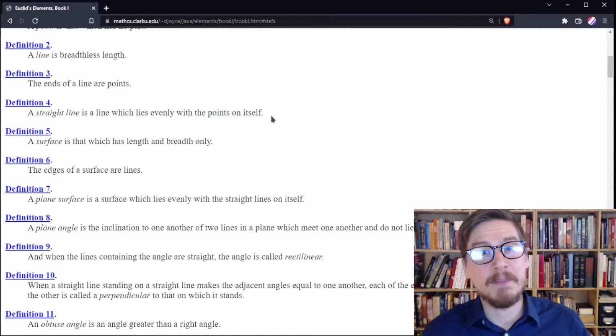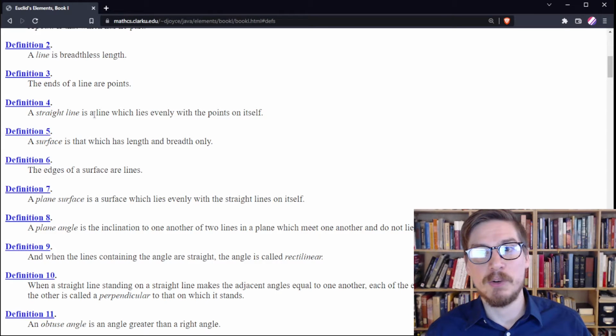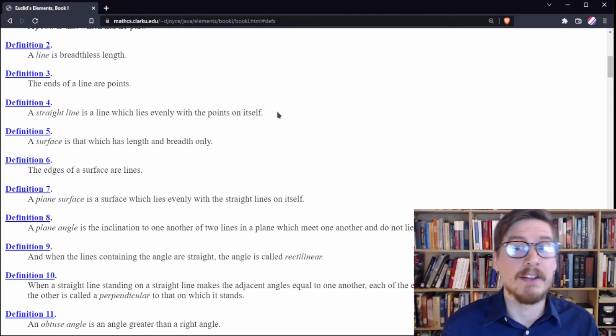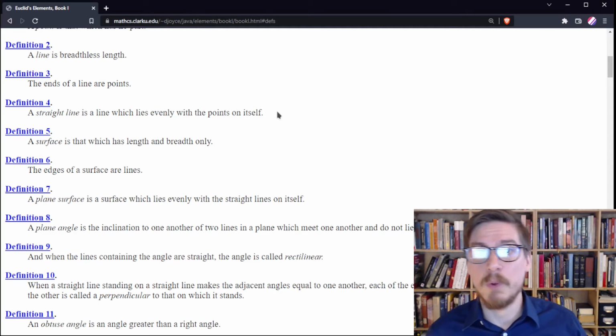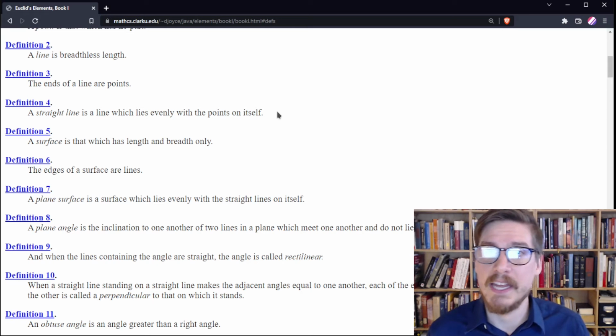But even that can be something you can discuss with your class, right? Say, well, gee, this is a really weird way of defining a straight line. How else might you define a straight line? Why do you think maybe he does it this way? What perhaps could he mean by saying it like this, right?